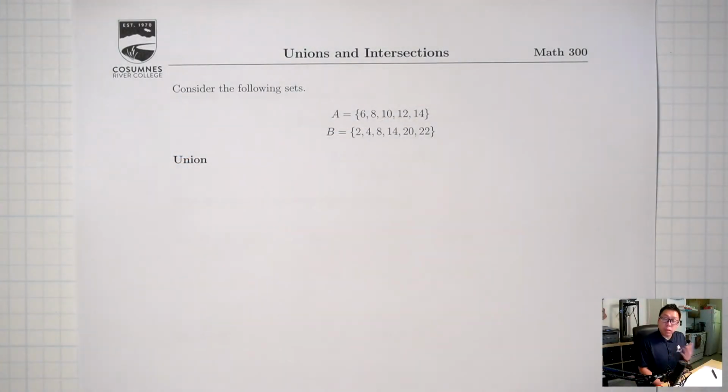Welcome back. Today we're going to introduce two new concepts related to sets, unions and intersections. Here I have two sets of numbers. The union basically means that I'm going to take these two sets and combine them to get a bigger set.